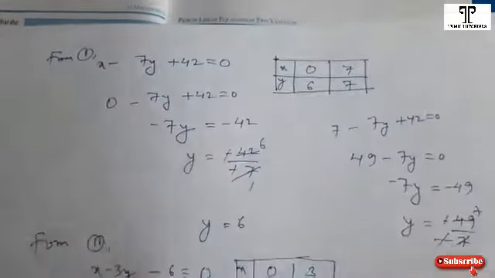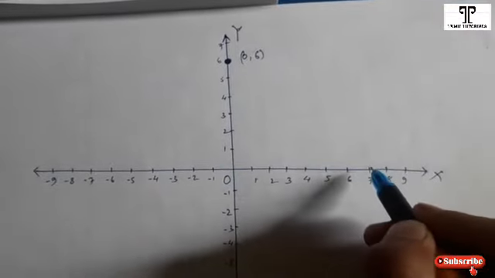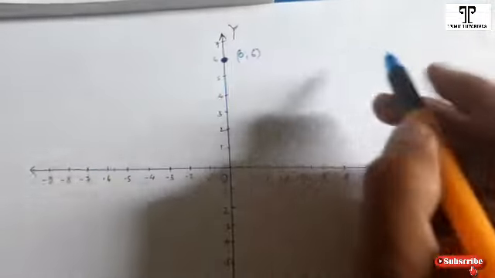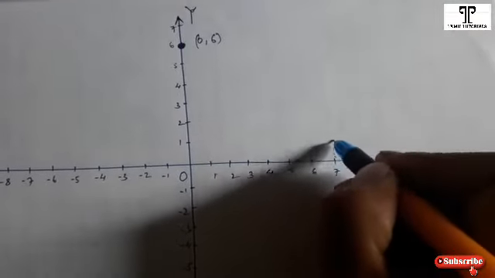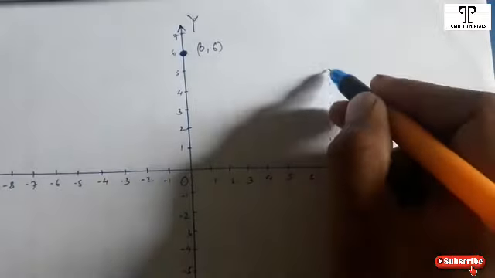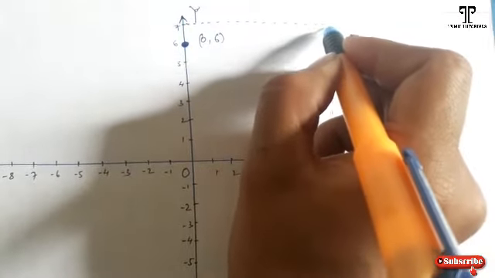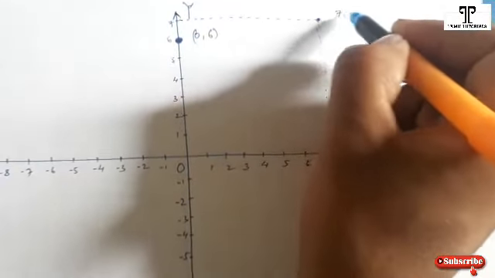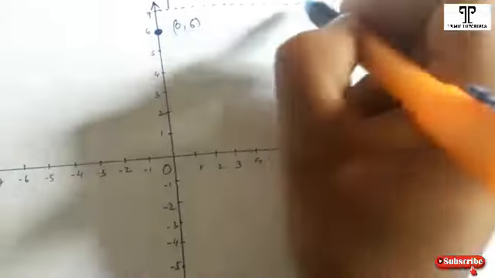Another value for equation 1 is 7 comma 7. The value of x is 7, y is 7. So the value of x, 7, is here, and the y value 7 is here. So from here you need to draw a dotted vertical line, and from 7 here you need to draw the horizontal line. Wherever they meet, that is the point 7 comma 7. Now draw a line through these 2 points.